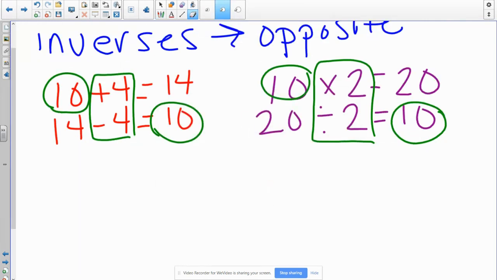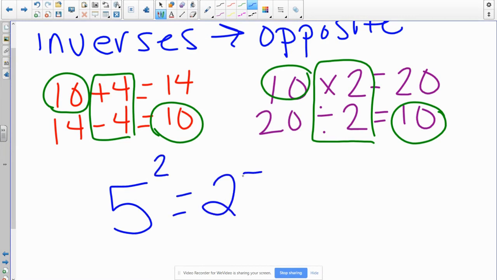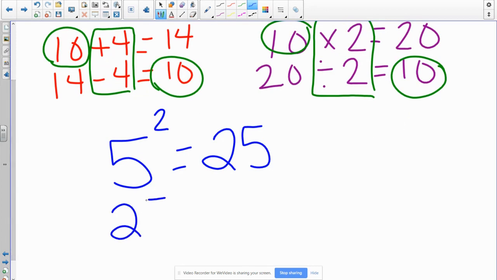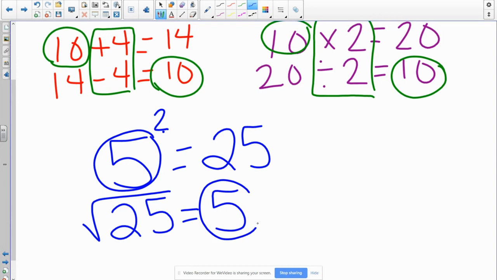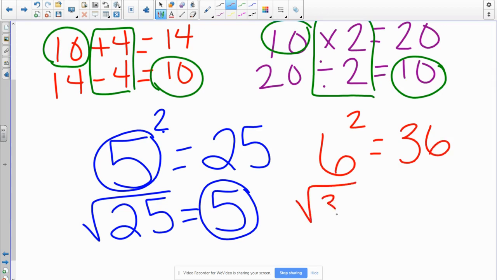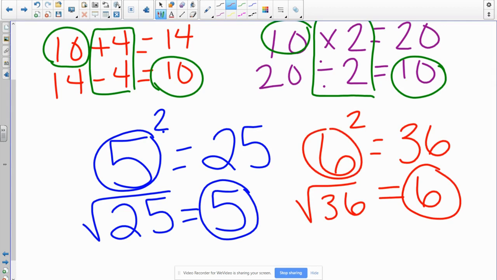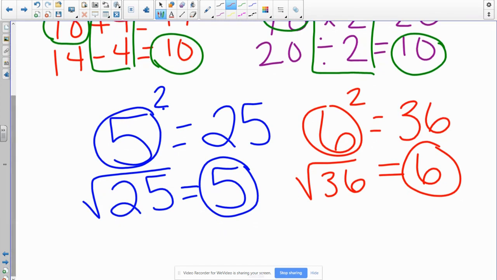So let's look at squaring and square rooting. We're going to start with the example of 5. If we start with 5 and we square it, we get 25. And if we take that 25 and we square root it, it goes back to 5. So notice that squaring and square rooting went back to those original values. Another example, if I take 6 and I square it, it is 36. If we take that 36 and we square root it, it goes back to 6. So notice again, squaring and square rooting undo each other or are inverses of each other.